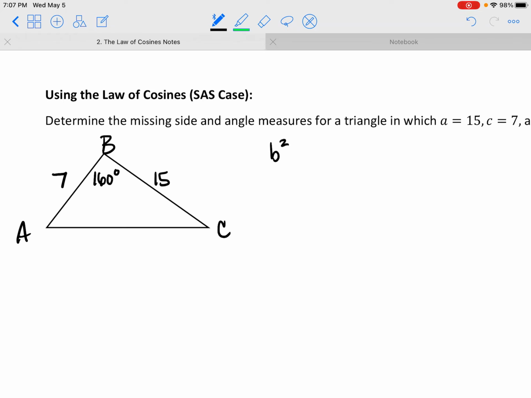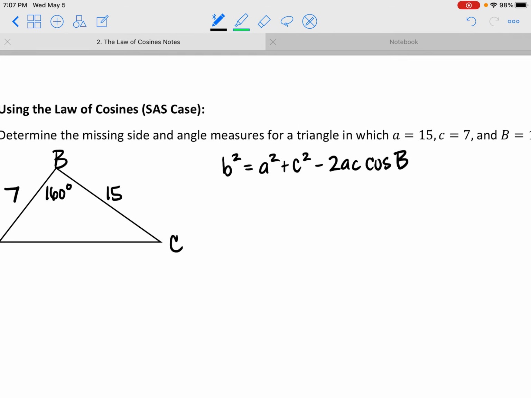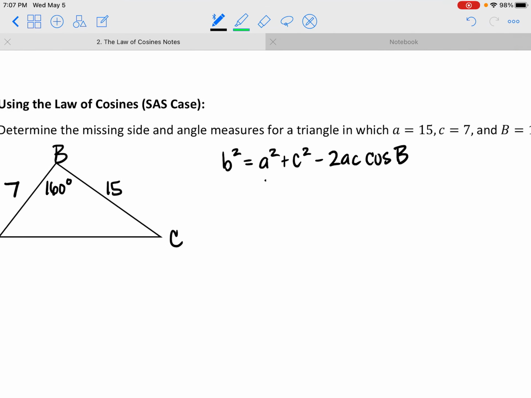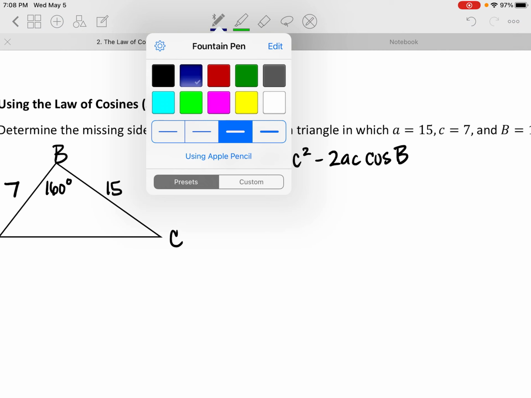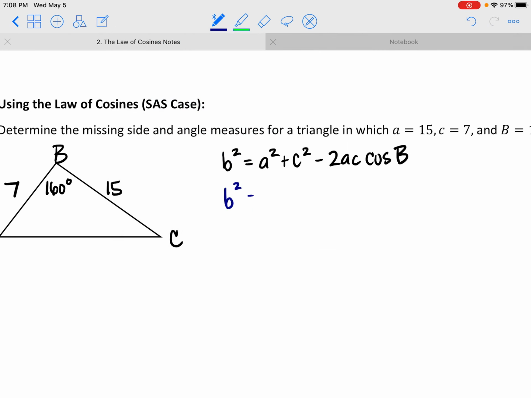So b squared, because it's going to end with b, is going to equal a squared plus c squared minus 2ac times the cosine of B. And we know a, we know c, we know angle B. That's going to allow us to find that missing side, little b.